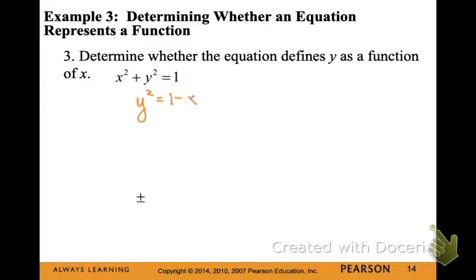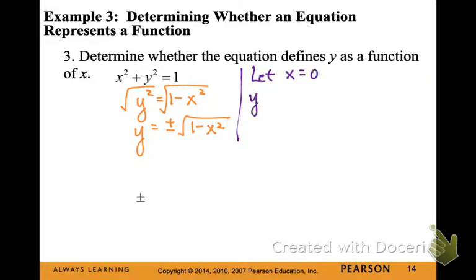We'll subtract our x squared over. Then, to work backwards from y squared, we have to take the square root. When we take the square root, we acknowledge that there can be both a positive and a negative square root, so we put the plus or minus sign. What that means is that there are two possible values for y. For example, if I let x equal 0 and plug that into my equation, I will actually get two answers, positive and negative 1. So this equation does not classify as a function because for this x value, there are two y's that go with it, two outputs.